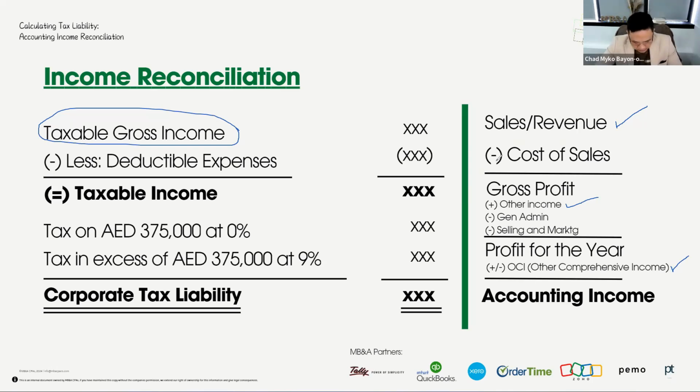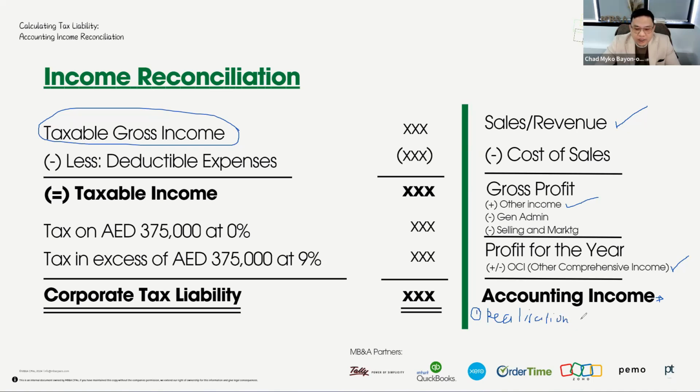Now, the first adjustment that we have for your accounting income, this is our basis, right, for calculation. So as they have mentioned, you have the realization election. So you have here the realization election.